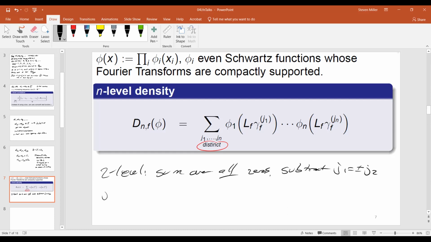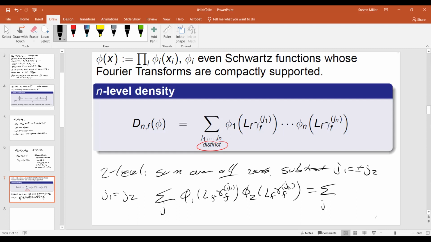Well, if you have, say, J1 equals J2, and again, I may be off by factors of 2, I don't care, you'd have something like the sum over J of phi 1 of L_F gamma_F J1 phi 2 of L_F gamma_F J2. This is the same as the sum over J of a new function phi 1 phi 2 at L_F. Oops, this should be a J1.